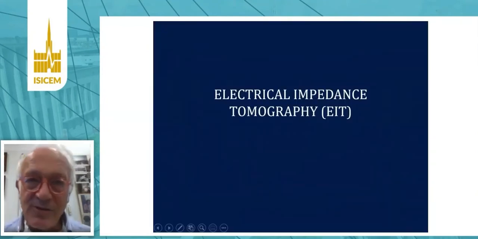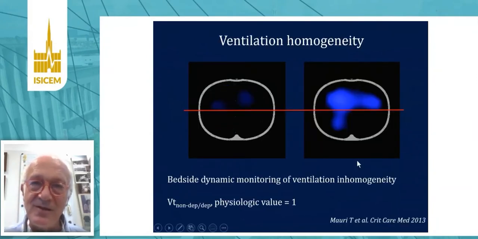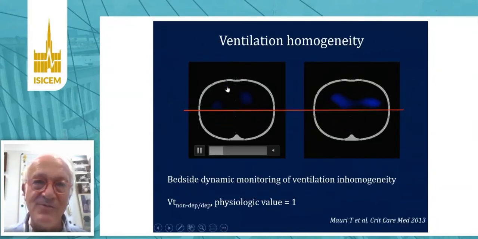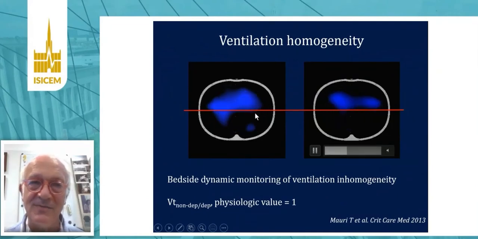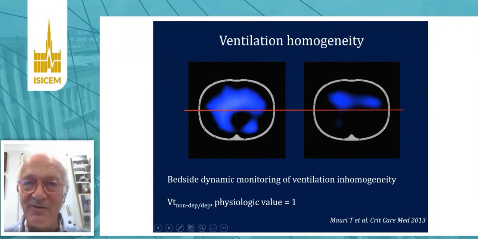The last thing I want to talk about, a very powerful instrument to study ARDS physiology, is electrical impedance tomography. Electrical impedance tomography describes how ventilation is distributed inside the lung. On your left side, there is a homogeneous ventilation. On the right side, a non-homogeneous ventilation limited to the upper regions of the lung.